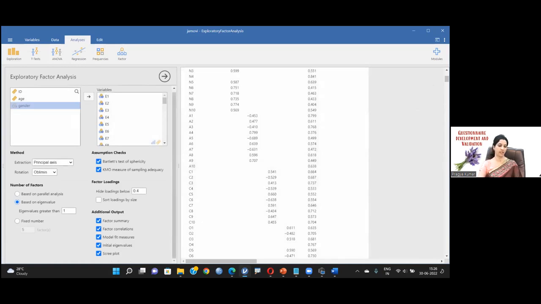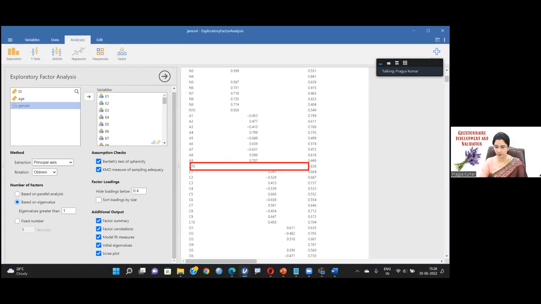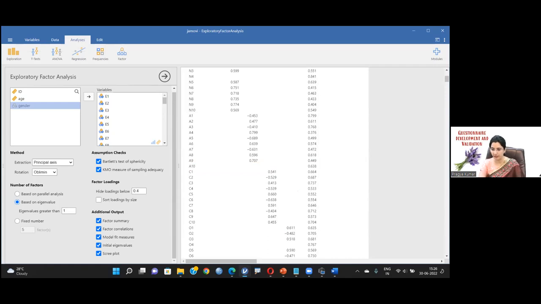So if this was my exploratory factor analysis, can you see that this A10 is not getting loaded on any other factor? Can you see here? This A10 is not getting loaded on any, because you will see the uniqueness is very high. So A10, I have written that I'm not going to keep this item because it is not getting loaded on any factor.